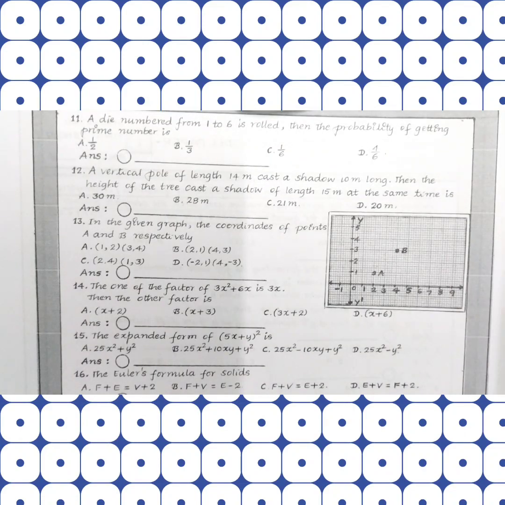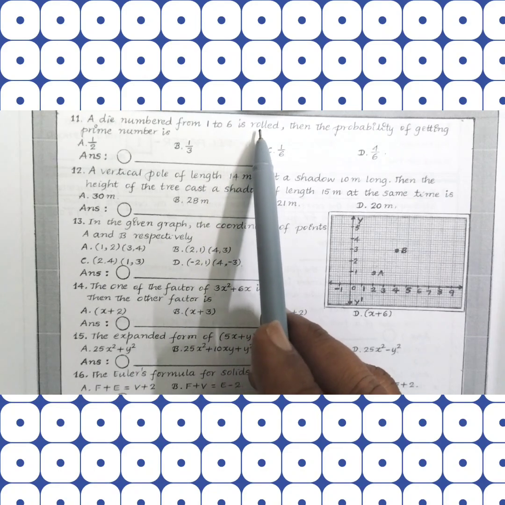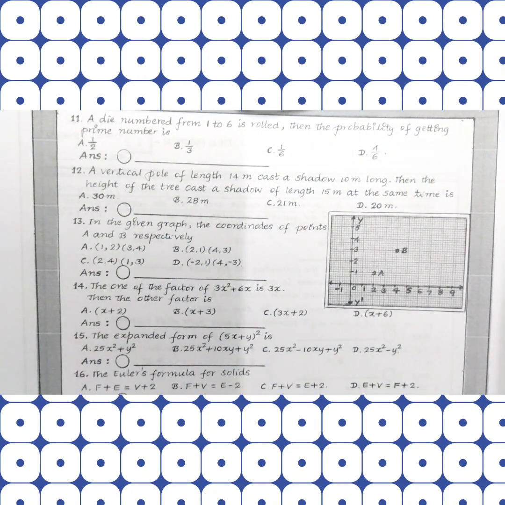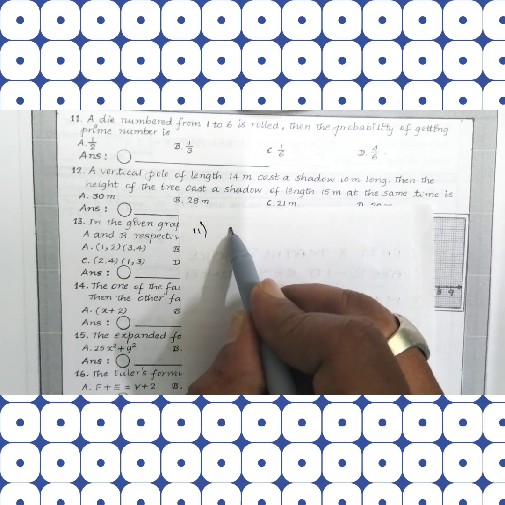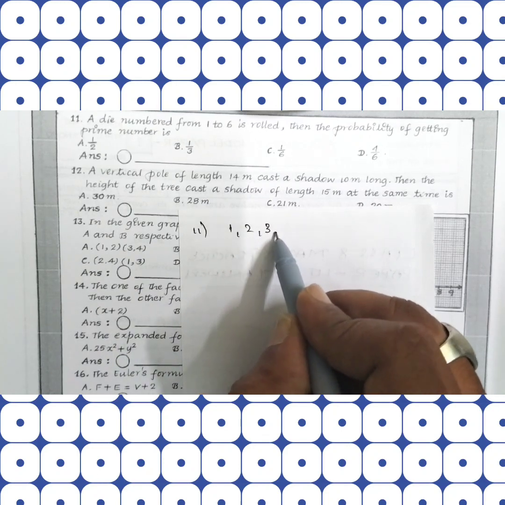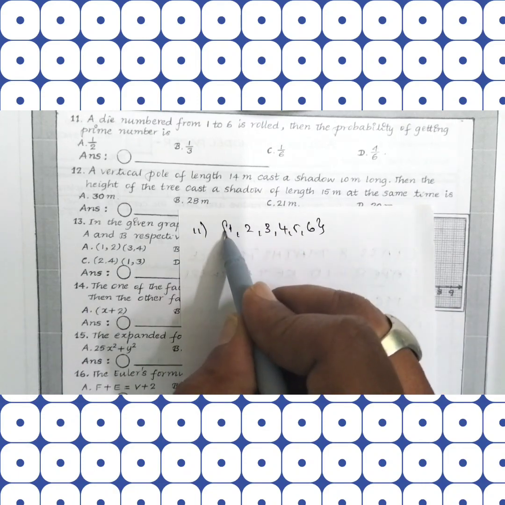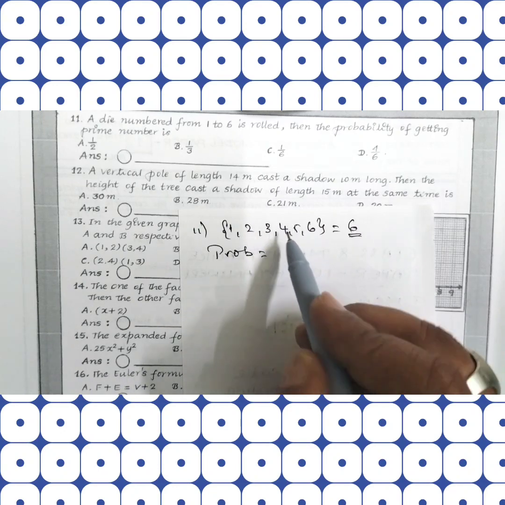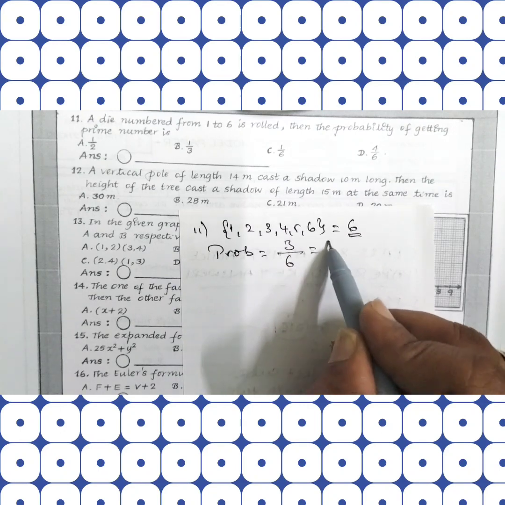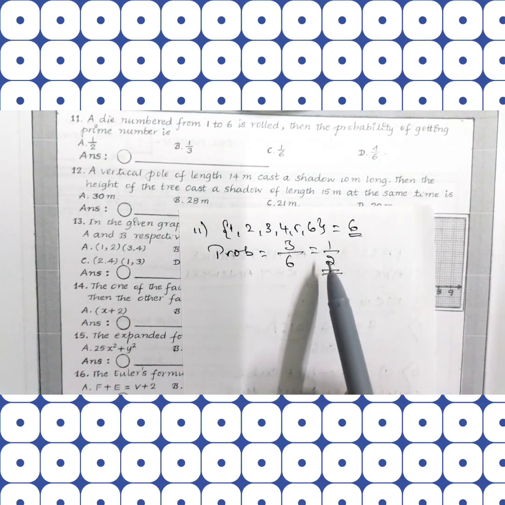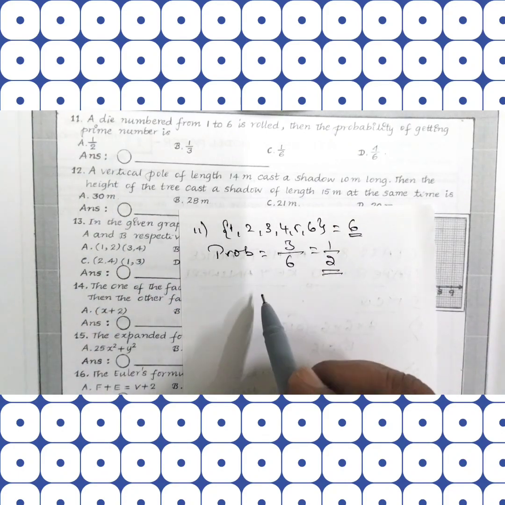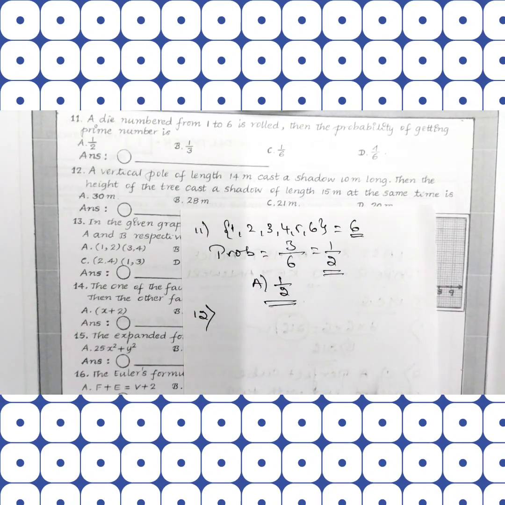The 11th question is, a die numbered from 1 to 6 is rolled, then the probability of getting a prime number. So now let us answer the 11th question. When a die is rolled, the outcome is either 1 or 2 or 3 or 4 or 5 or 6, so the total is 6. Which are the prime numbers? 2, 3, 5. So out of 6, 3 are prime numbers. Therefore the probability is 1 by 2. So option A, 1 by 2 is the right answer. Now let us move to the 12th question.